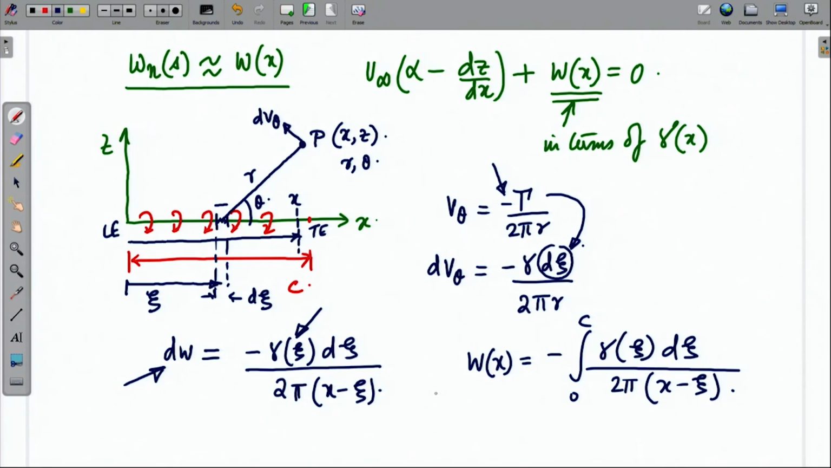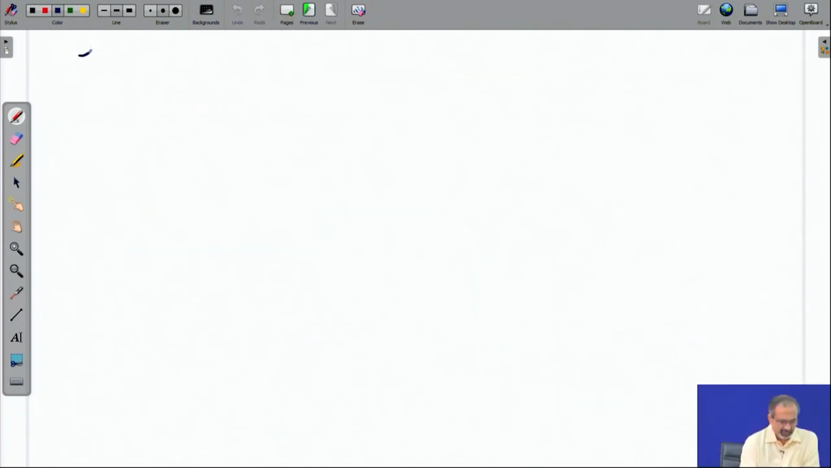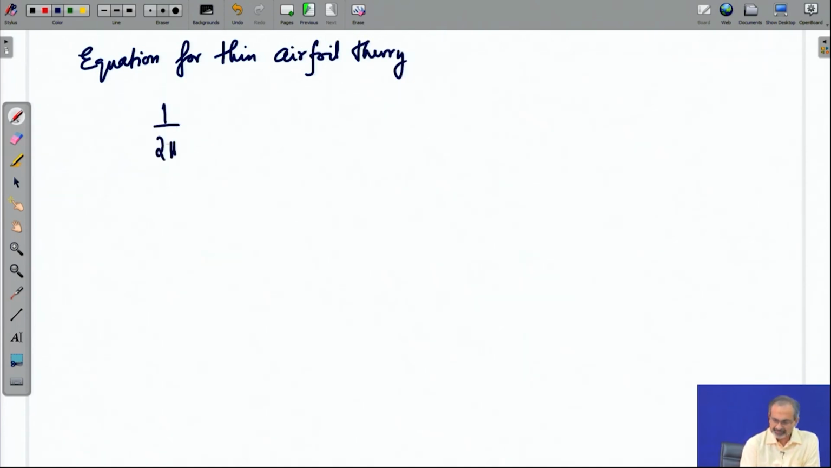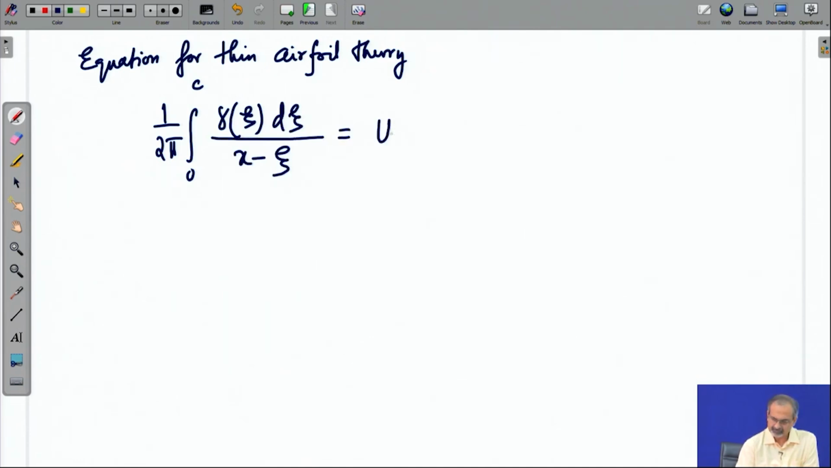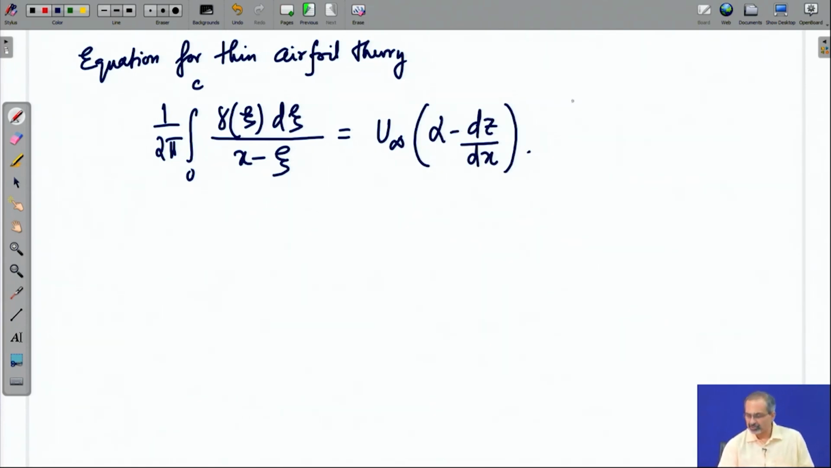Once we have that, we have the final equation for thin airfoil theory, which is this, and this is precisely the equation which ensures that the camber line is a streamline of the flow.